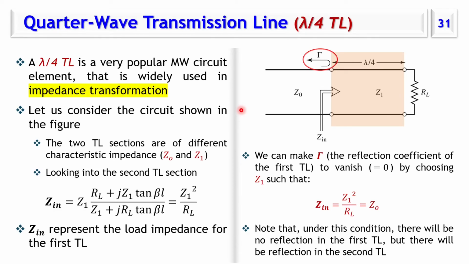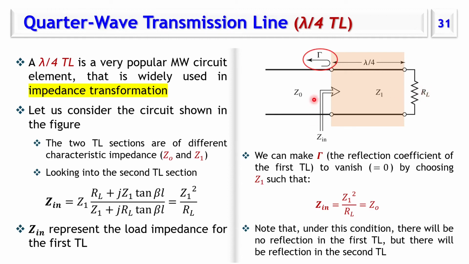One other topic to cover is what is called quarter wavelength transmission line. So it is a special case when we have a transmission line of lambda by 4 length. So let us consider this circuit. We have two transmission lines, transmission line 0, transmission line 1. Transmission line 1 does have the length of lambda by 4 and terminated by an impedance RL. So this is about what's called impedance transformation. It's one of the methods to have impedance matching.